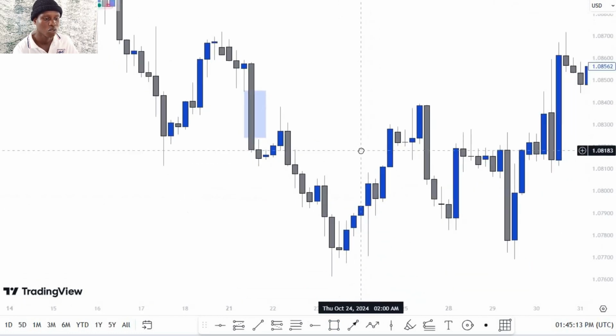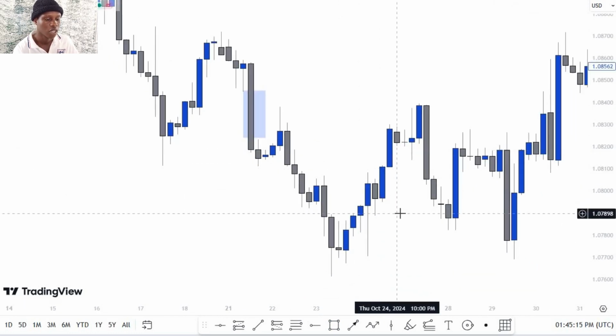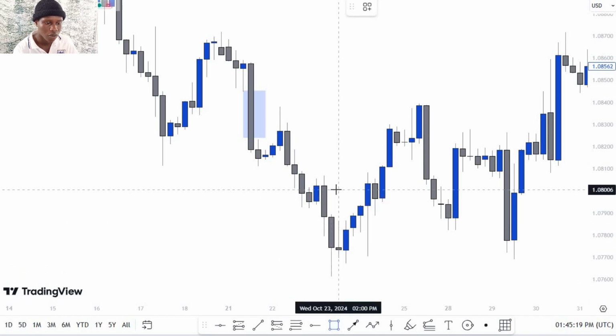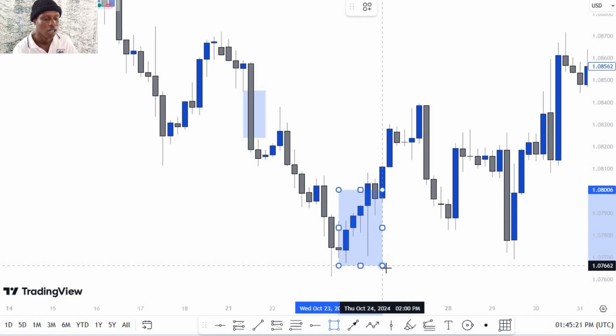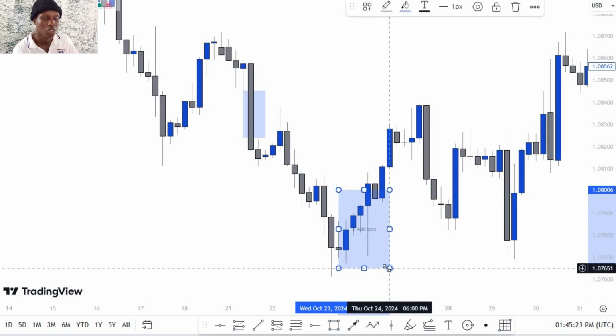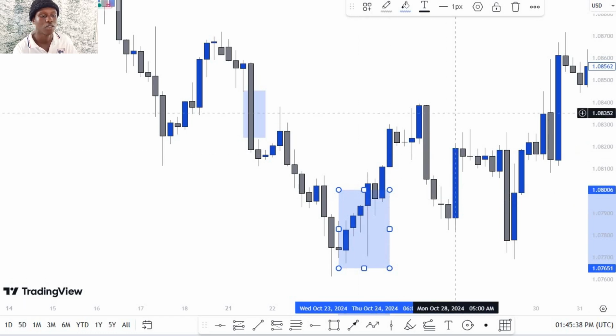Let me show you where we don't have a fair value gap. Now look at this price action. There is no fair value gap in this place. Are you seeing it now? There is no inefficiency in this price action. The market has balanced everything here. All the price action here has been balanced, so there is no fair value gap here. So that is fair value gap for you.